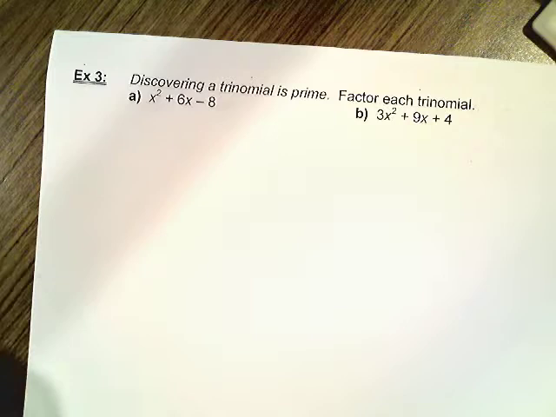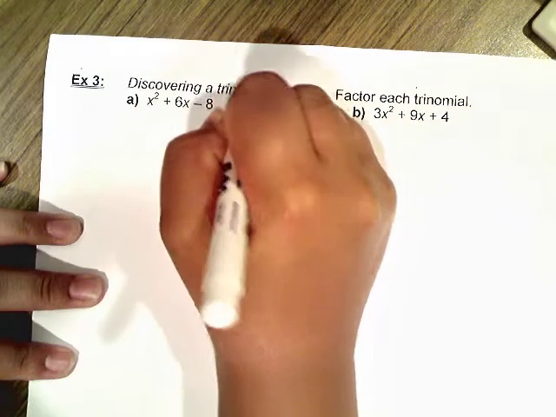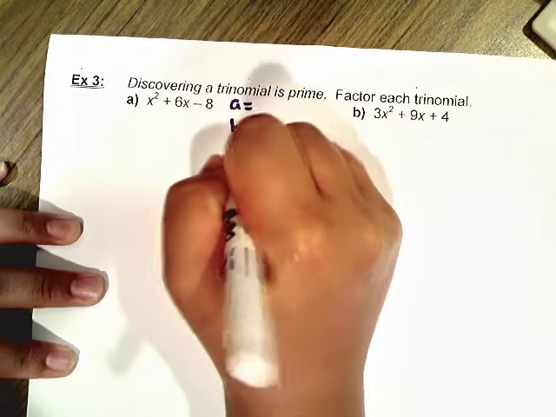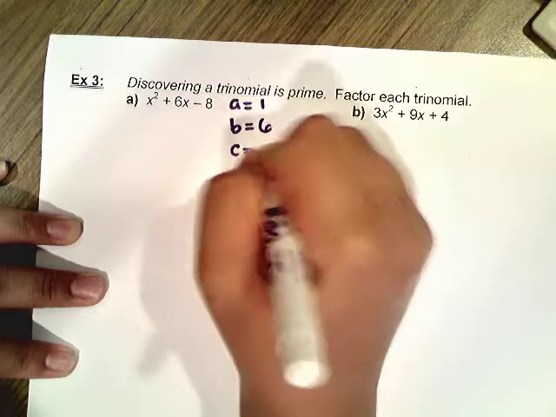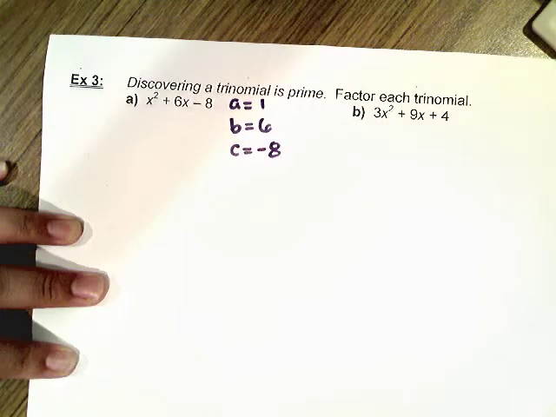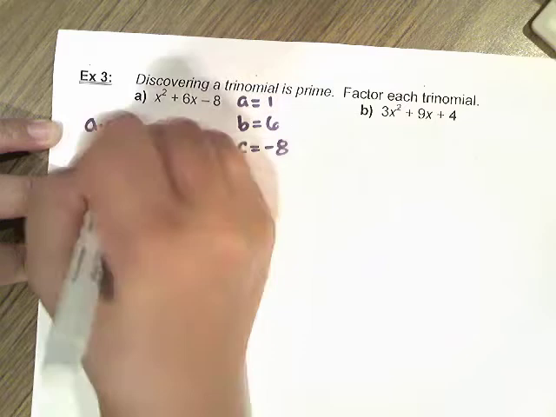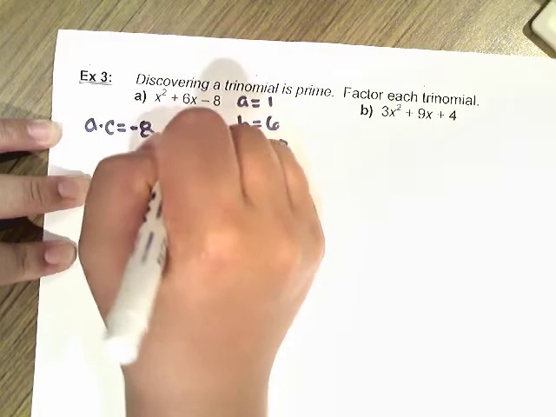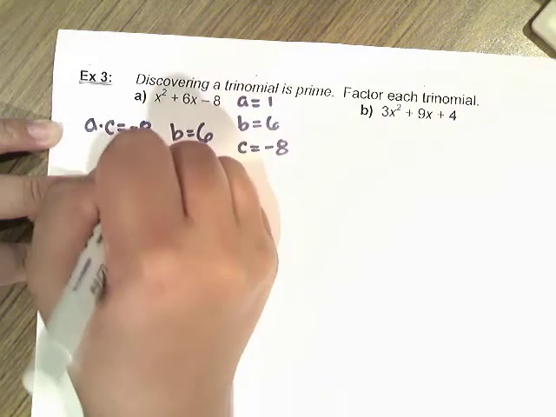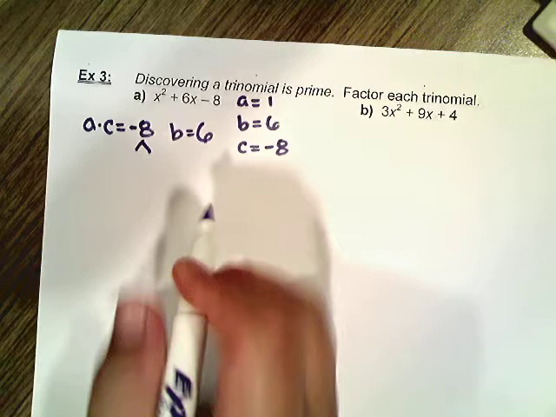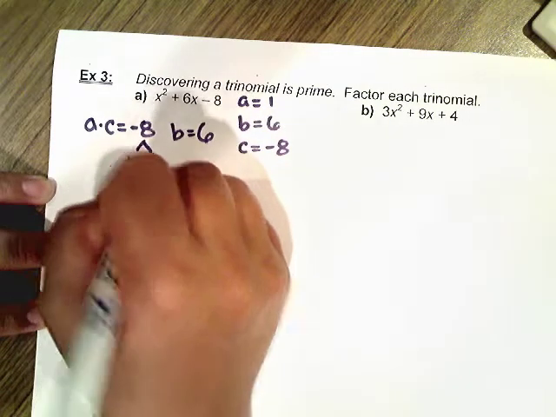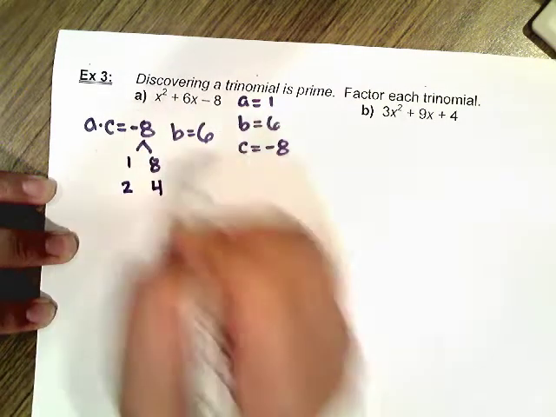So then we identify our A, B, and C values as 1, 6, and -8. And then we multiply our A times C, which is going to be -8. Identify our B, which is 6. We want to find all of our factors of 8. So that's going to be 1 and 8, 2 and 4.